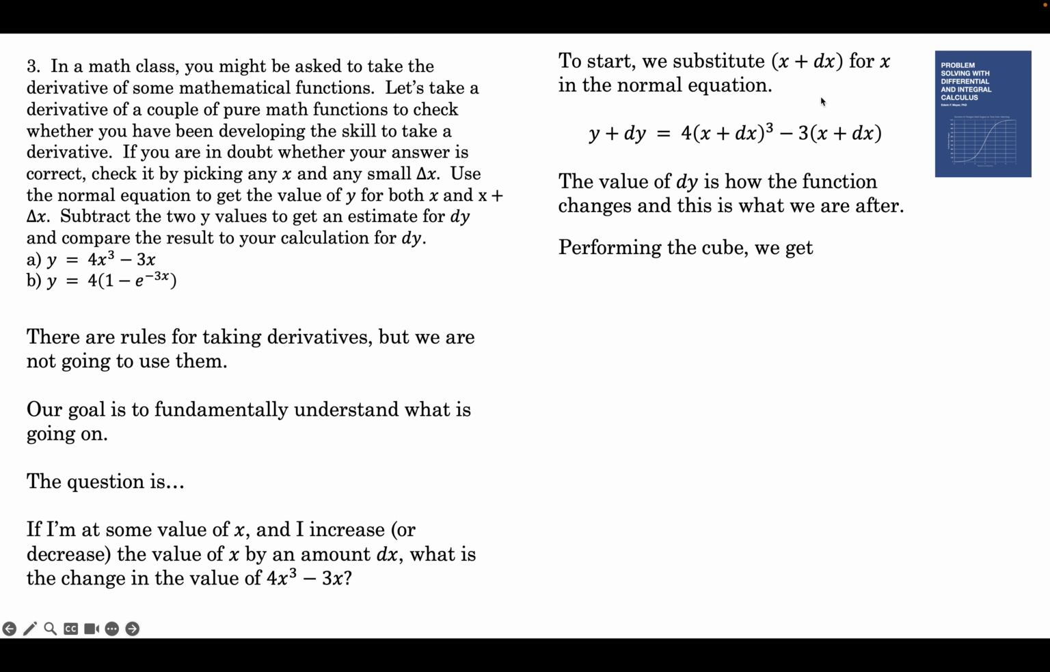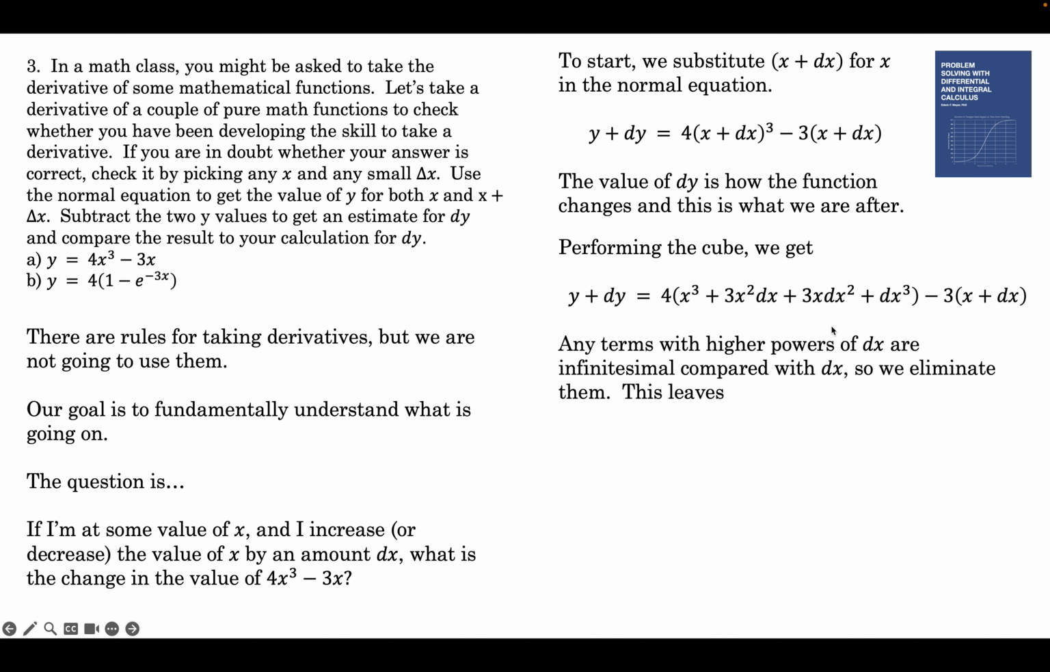So we start by performing this cube, and we get x cubed plus 3x squared dx plus 3x dx squared plus dx cubed, and then we throw away the higher order powers of dx. Both dx squared and dx cubed are 0 compared to dx. They're infinitely smaller than dx, so we just throw them away.